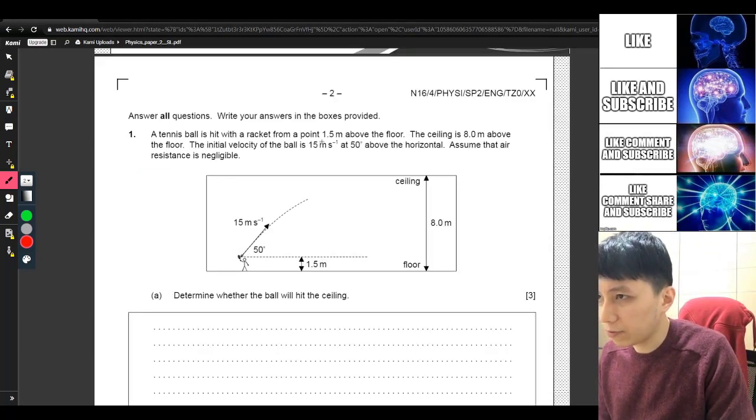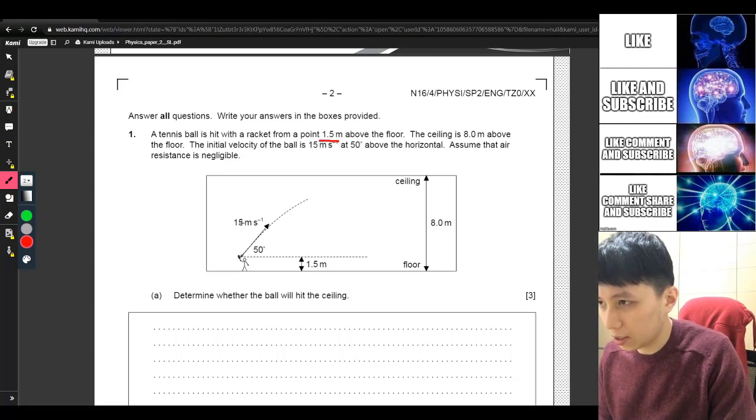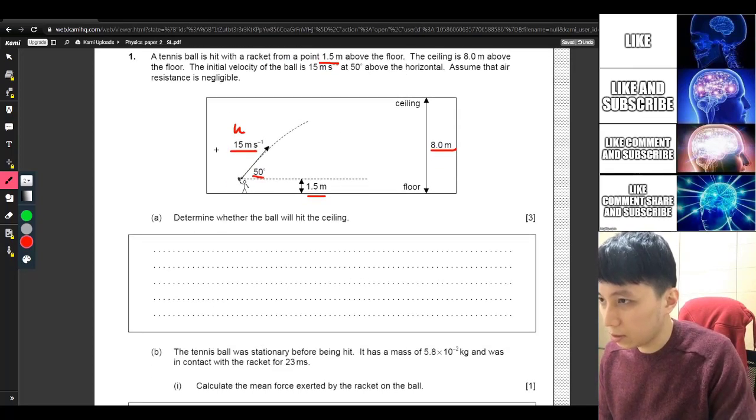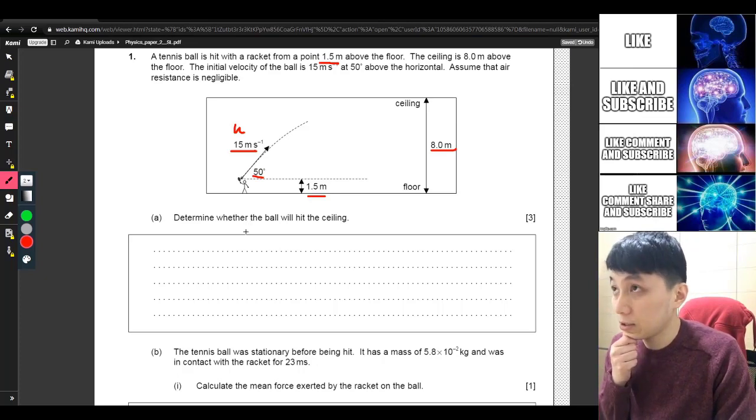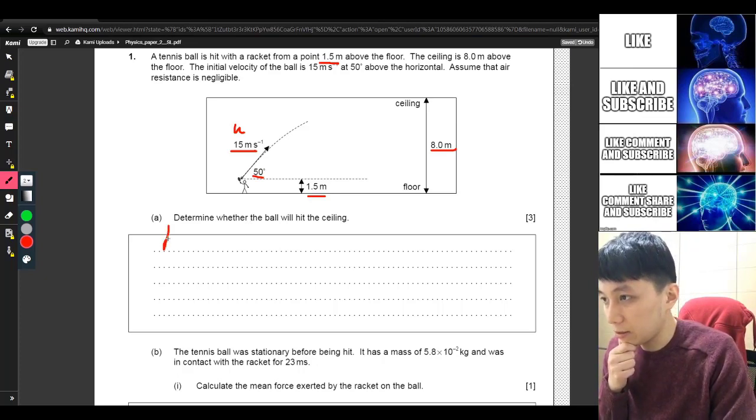A tennis ball is hit with a racket, so here is the height above. This is 1.5, it's given in the table. And then initial velocity, this is u. There's an angle. No air resistance. Determine whether the ball will hit the ceiling. So I think what you have to do is to check the maximum height.